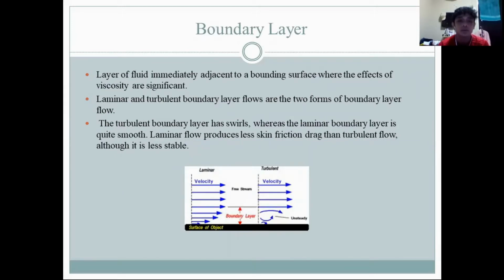Next is the boundary layer. The boundary layer is a layer of fluid immediately adjacent to a bounding surface where the effects of viscosity are significant. Laminar and turbulent boundary layer flows are the two forms of boundary layer flow. The turbulent boundary layer has swirl, whereas the laminar boundary layer is quite smooth. Laminar flow produces less skin friction drag than turbulent flow, although it is less stable. The figure below shows the laminar and turbulent boundary layer.